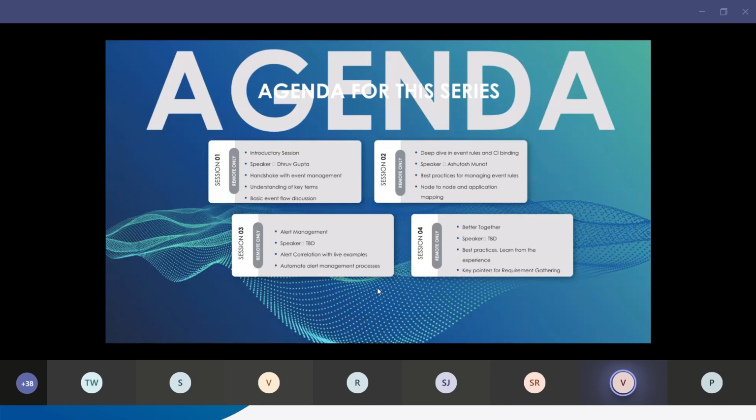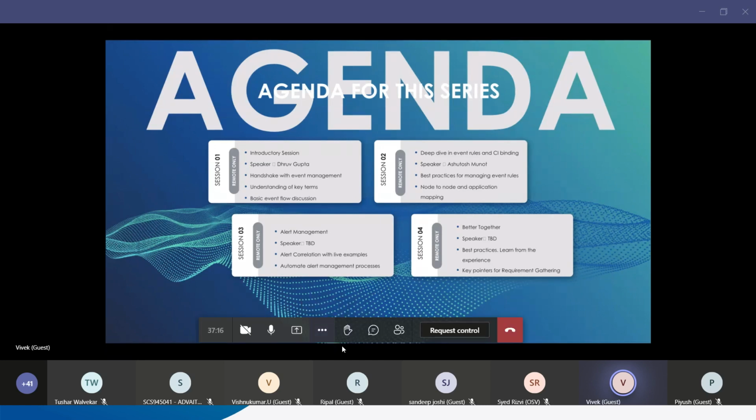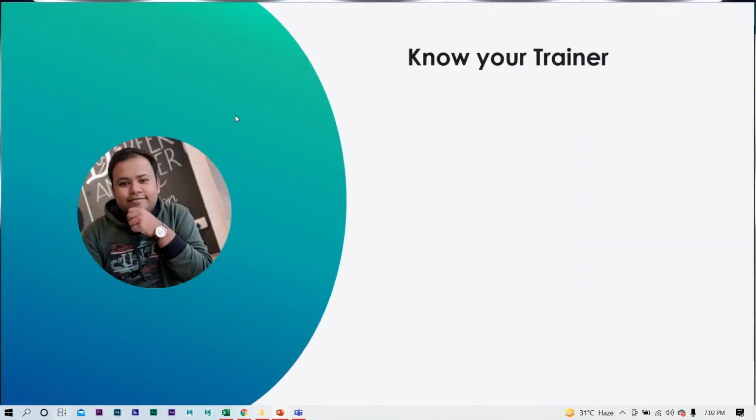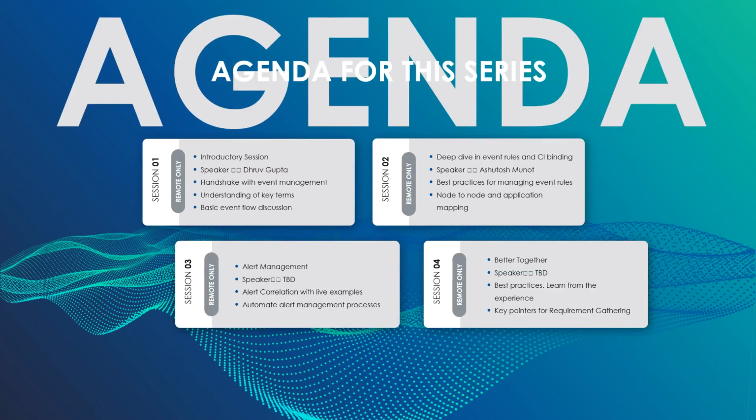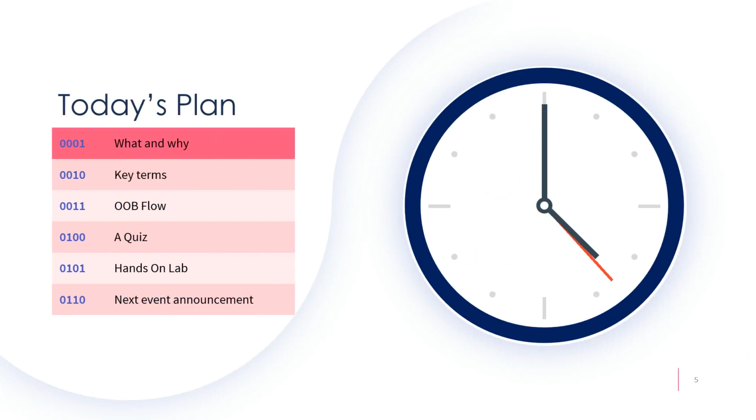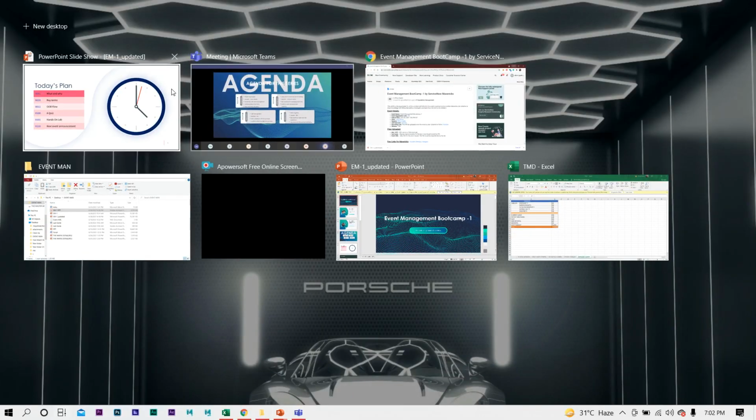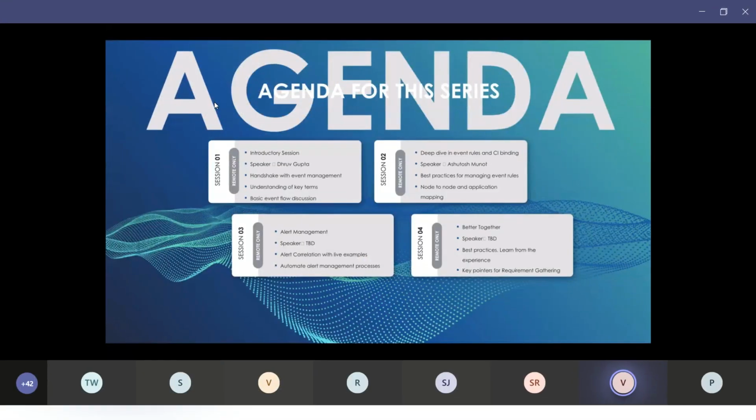That is something where we go deeper and learn about the event tool and the different types of CI binding, that could be hosting, non-hosting sort of things. Session three is about alert management, correlation and remediation tasks of event management. And session four will be talking about the best practices.